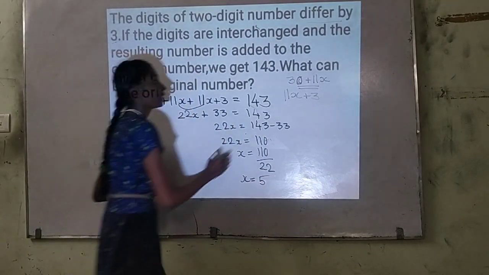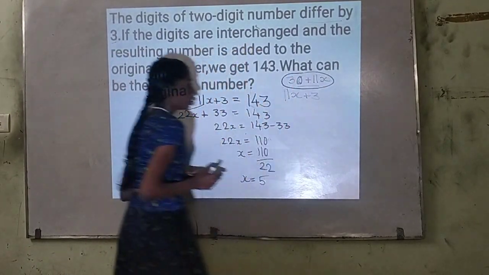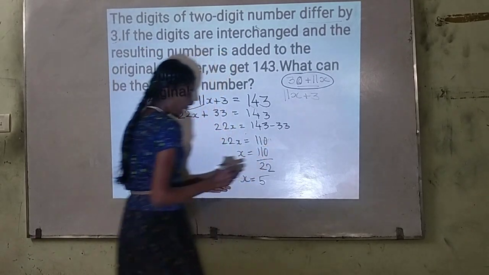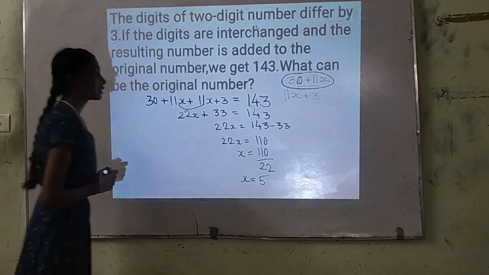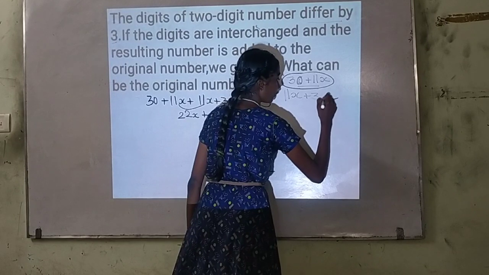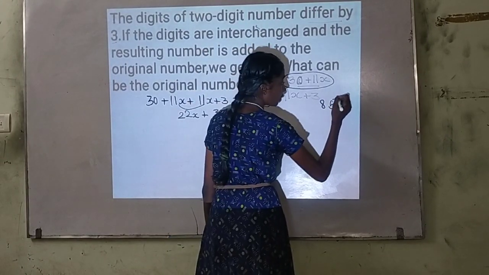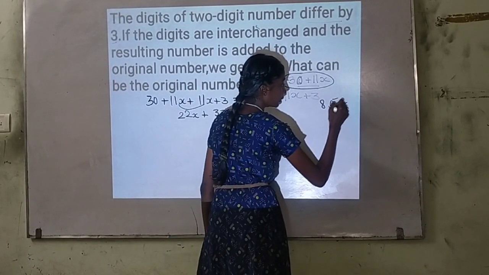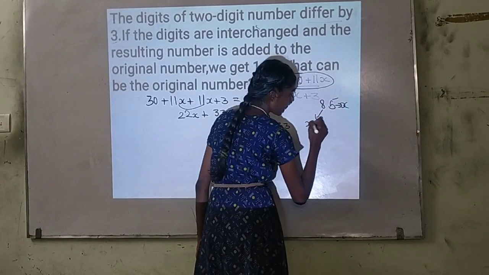So the original number we worked out is 30 plus 11x. In the first case, the ones place is 5 and the tens place is 3 plus x. So the original number would be 85, as the value of the ones digit is x and the tens place is x plus 3.